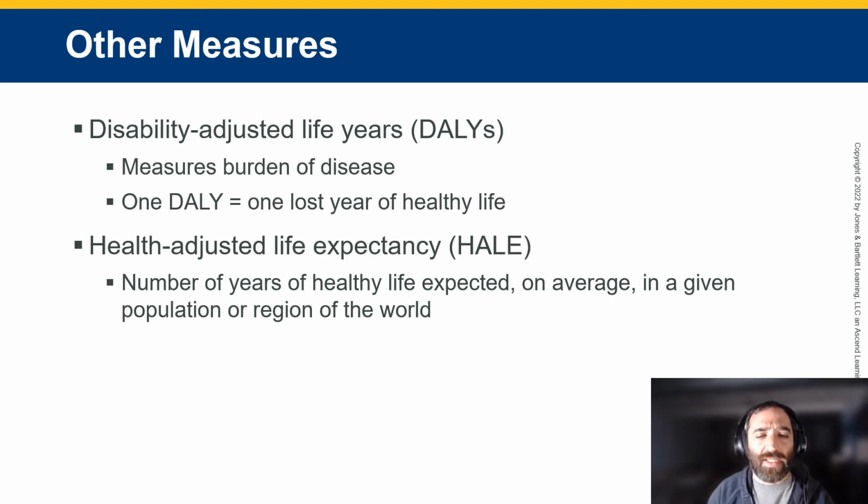The disability adjusted life years. This measures the burden of disease, right? One lost year of healthy life. So you look at diseases that disable people. Maybe it doesn't kill people, but if it disables them, then how do you measure the impact of this? Well, you can measure this by disability adjusted years of life. And then health adjusted life expectancy, which looks at the number of years of healthy life expected in a given population or average. And I mentioned this earlier, this is probably not given enough attention.